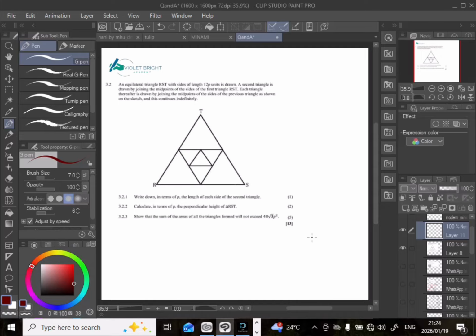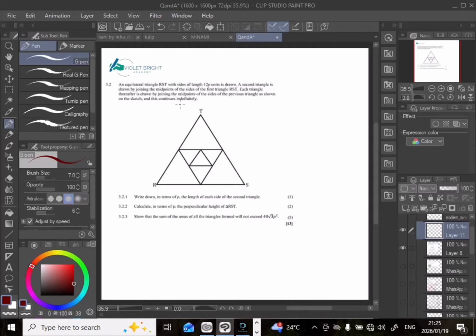Now let's kick in. The question says an equilateral triangle RST with sides of length. Remember, let's go back to grade 8. An equilateral triangle, what is happening in an equilateral triangle? It means all sides are the same. That's the first hint. All sides are the same.